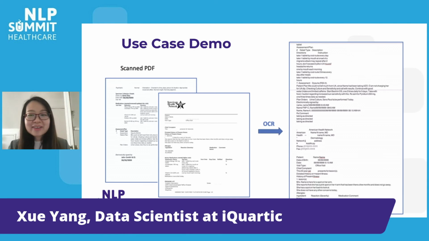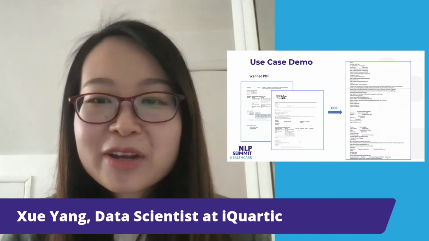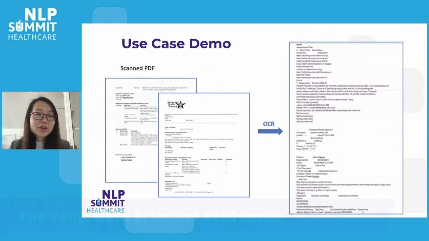Okay, thank you, Alina. So now let me show you a use case. My name is Xueyang. I'm a data scientist at iQuatic. As Fola already mentioned, our goal is to help the medical coder confirm a valid encounter or extract the date of service, verify a face-to-face patient-provider encounter, as well as identify an acceptable signature for the performing provider. So the first goal here is to split a file into individual encounters.